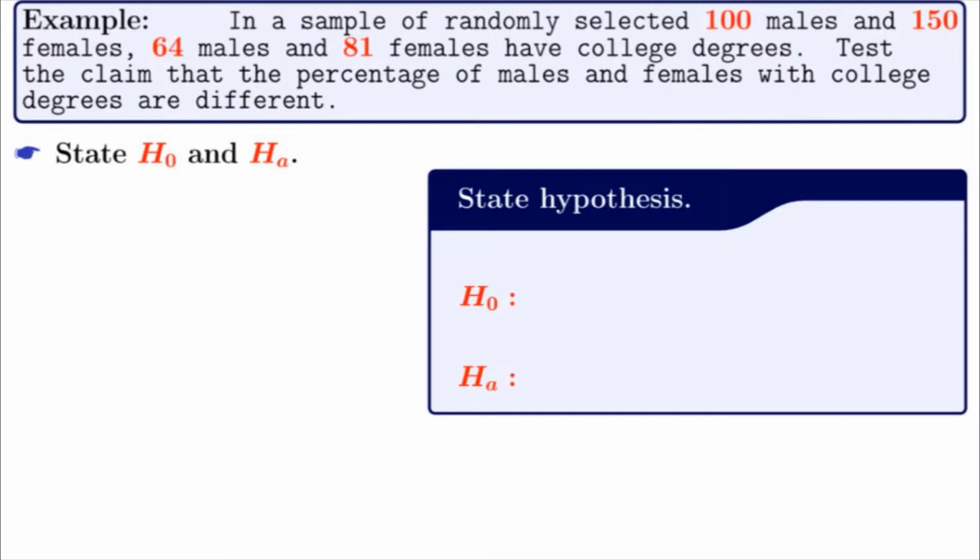Here, the claim is that the two proportions are different, so that means the alternate hypothesis will be their difference is not equal to 0. That means our alternate hypothesis is P1 minus P2 not equal to 0, whereas our null hypothesis is their difference equal to 0. So that means P1 minus P2 equals 0.